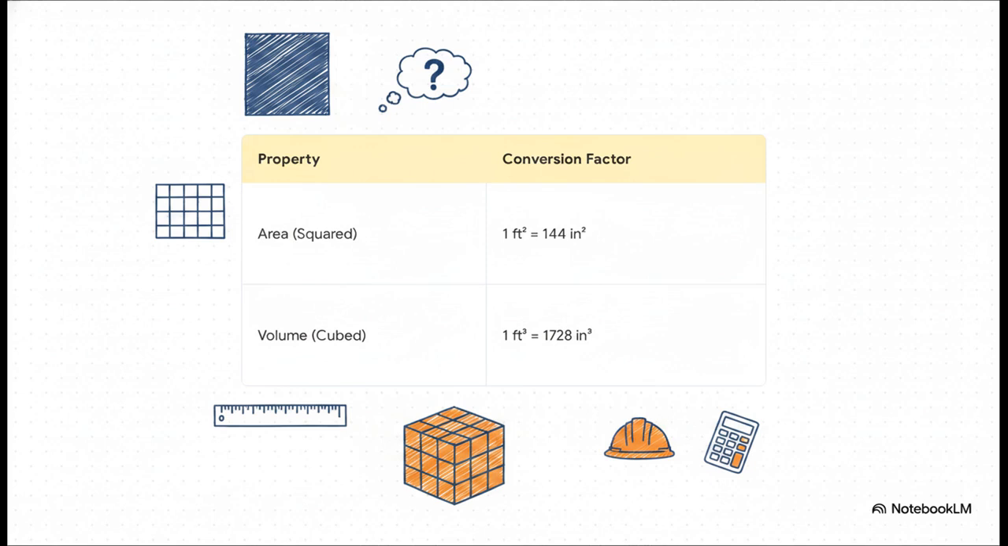1 square foot is not 12 square inches, it's 12 squared, or 144 square inches. The exact same logic applies to volume, which is cubed length. 1 cubic foot is 12 cubed, or 1728 cubic inches. Forgetting to square or cube these conversion factors is a massive, massive trap on the FE exam, so please take your time with it.